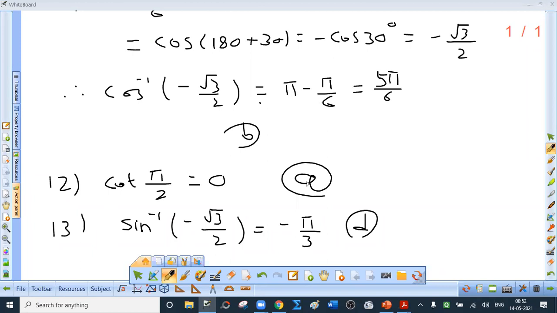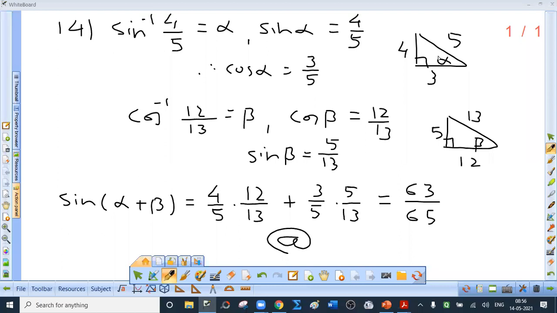Sum number 13. The principal value of sine inverse of minus root 3 by 2. Basically, sine inverse of minus x, because in sine inverse of x, x is the ratio and not an angle. So sine inverse of minus x is minus sine inverse x. Now what is sine inverse root 3 by 2? It is an angle whose sine ratio is root 3 by 2 and in first quadrant. So that is 60 degrees, pi by 3. So answer is minus pi by 3, which is given in option D.